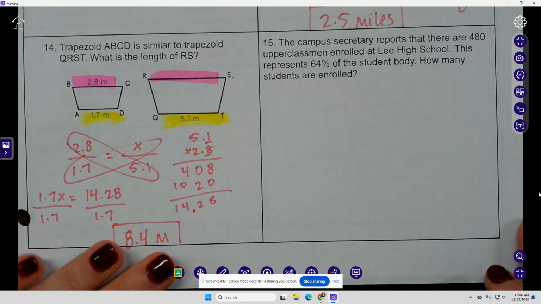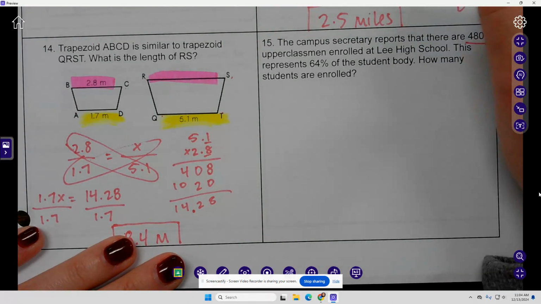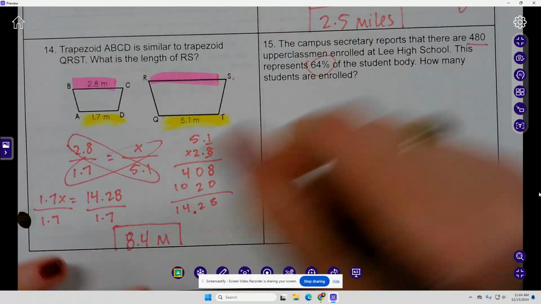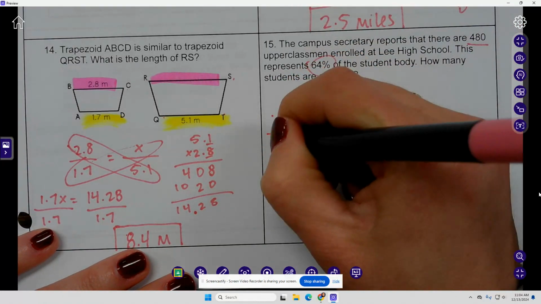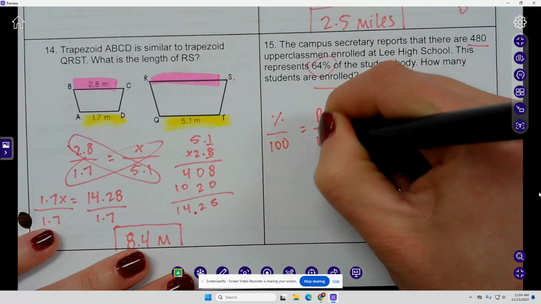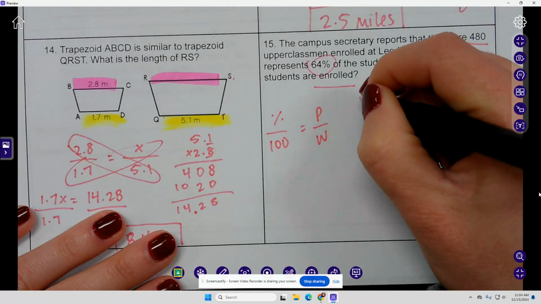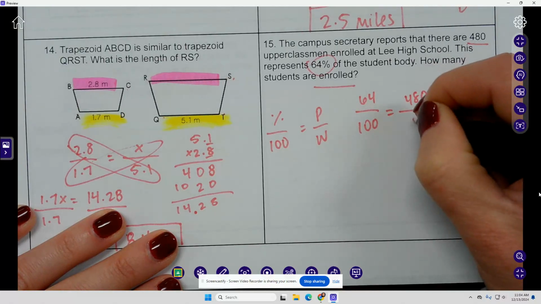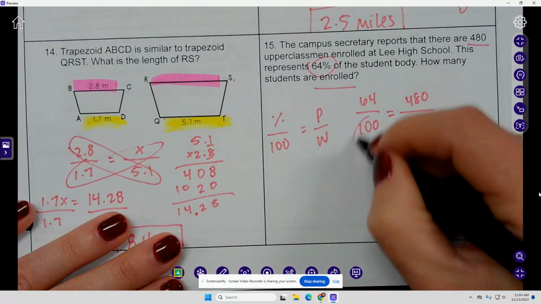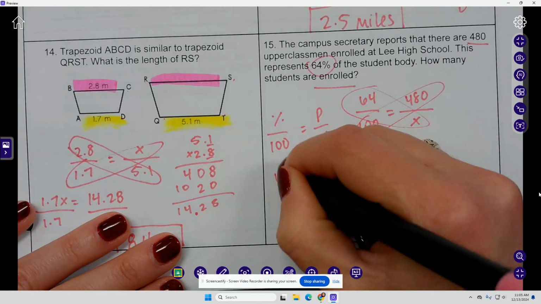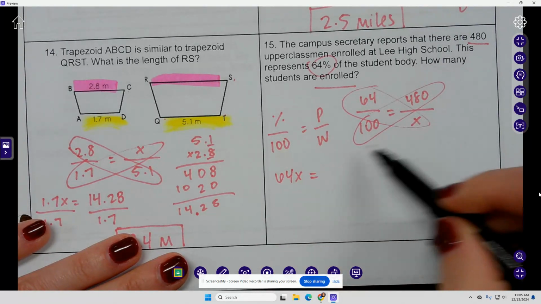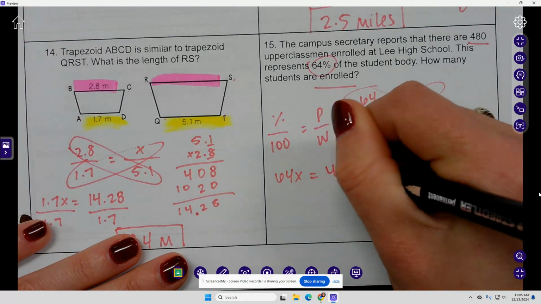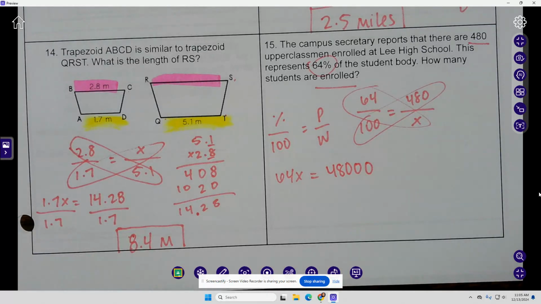All right, number 15. The campus secretary reports that there are 480 upperclassmen enrolled at Lee High School. This represents 64% of the student body. How many students are enrolled? So I have a percent proportion. Okay, so my percent is 64% over 100. My part is 480, and I'm trying to find the total number of students enrolled. I'm going to cross multiply. 64x equals, remember whenever you're multiplying by 100, all you have to do is add those two zeros to the end. So I have 480 and then those two extra zeros.